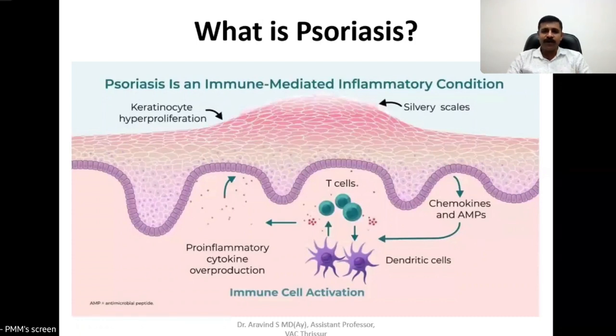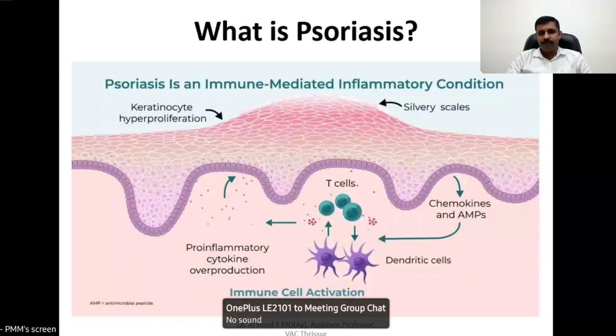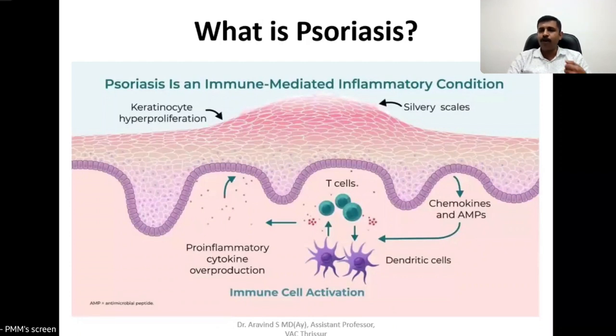So the production of pro-inflammatory cytokines will be overproduced, and at the same time, blood vessels will get dilated and vascular engorgement will happen. So what is the problem? Hyperplasia of the cells will happen, or improper cell maturation will happen in the body. As a result of this, the cells will die very fast.